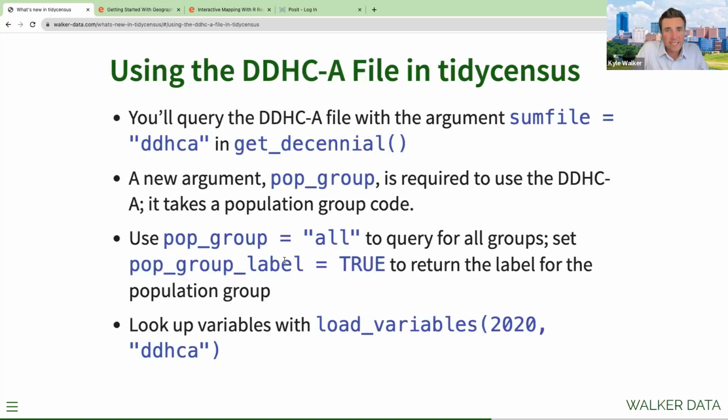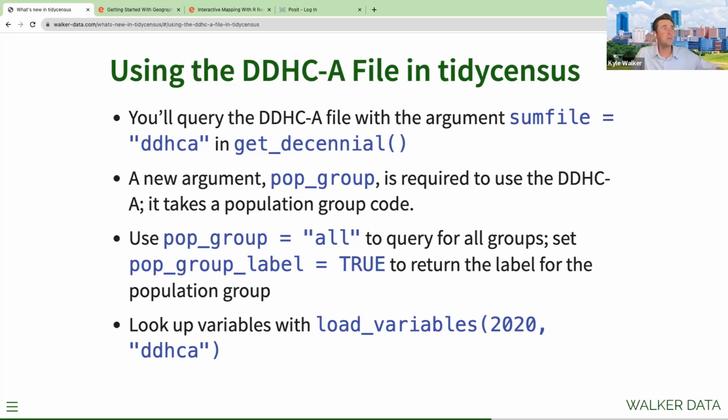To use the DHC-A file in tidycensus, there are some differences. You'll query with the argument sumfile equals "DDHC-A". So that's what you need. You have to put that in to grab from this file. You also have to specify a population group with the argument pop_group. The reason is that you can't grab total population from this file. And so if you were just going in by default, you might get data back that is unexpected. So you have to specify a population group, which takes a population group code. This can be confusing because what is your population group code? Well, I'm going to show you some helpers for doing that.